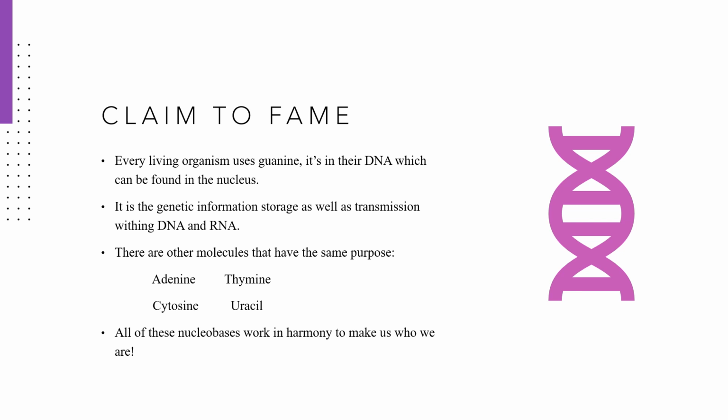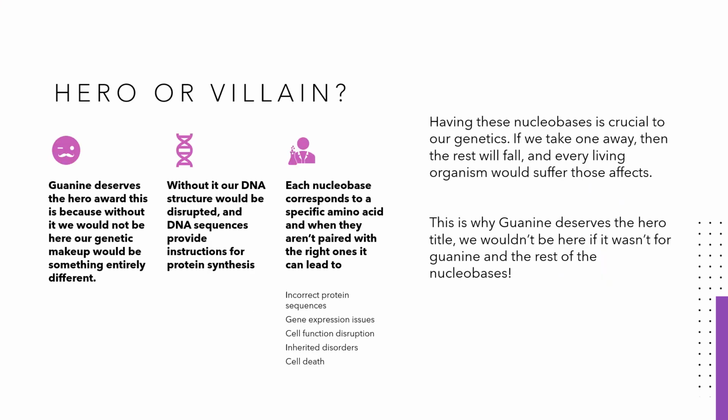So, the claim to fame, like I said before, every living organism uses guanine. It's in their DNA, it's in our DNA. Every plant and animal has this inside their nucleus. It is a genetic information storage and transmission unit within the DNA and RNA. There are other molecules that have the same purpose, so adenine, thymine, cytosine, and uracil. Uracil is found within the RNA, and then all of these nucleobases work in harmony to make us who we are, and, you know, us being here today.